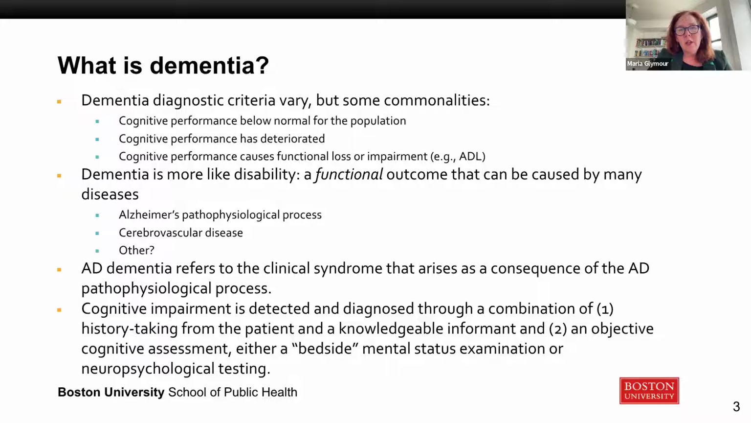I also want to emphasize that cognitive impairment in most settings is detected and diagnosed through a combination of history taking from the patient and a knowledgeable informant, and an objective cognitive assessment, either a bedside mental status examination or ideally a comprehensive neuropsychological battery. So there's an objective measure of test performance.